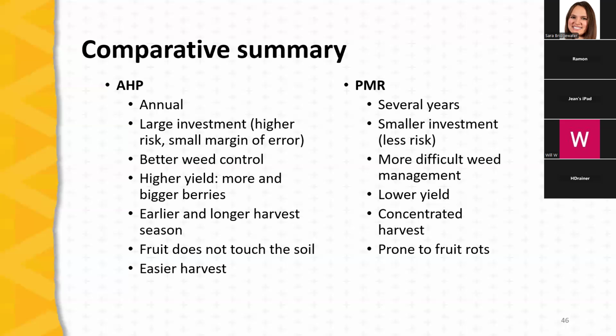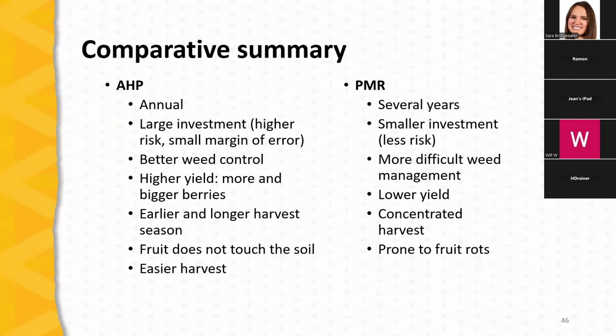Some varieties are earlier, some varieties produce later, and some varieties keep flowering for a while, even the same variety. Fruit that does not touch the soil is important. When you use plastic, the fruit will not touch the soil, and a lot of diseases come when the fruit touches the soil. And they're easier to harvest.